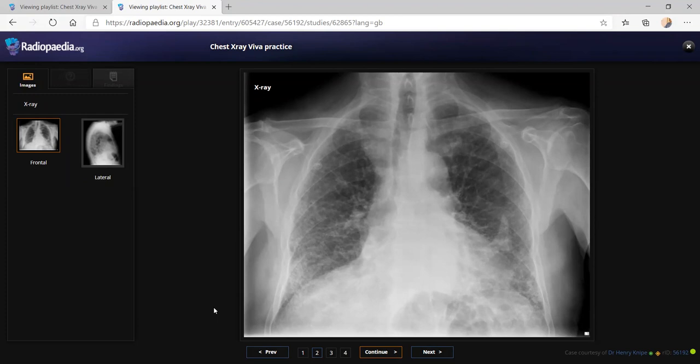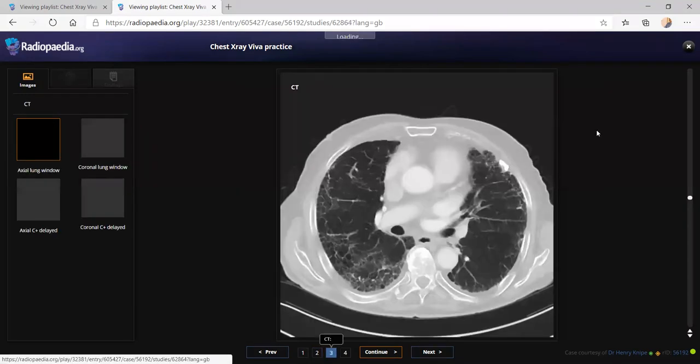So that is still what disease? There are different asbestos-related lung diseases. Asbestosis. Okay, so what will you do? I'd like to confirm this on a CT scan of the chest and take it up from there.